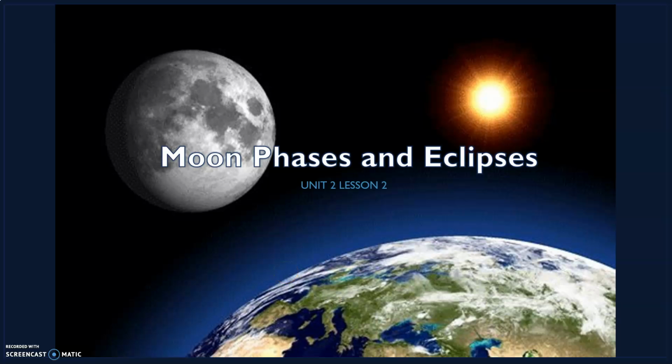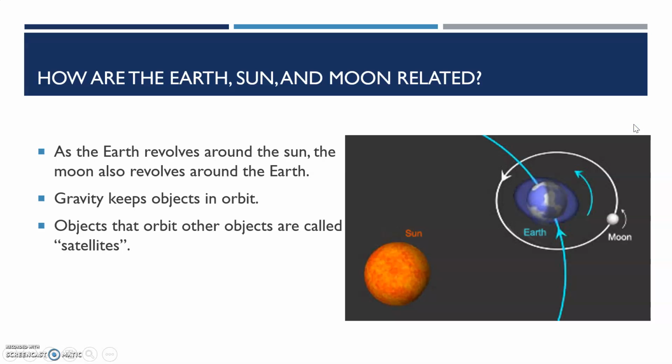Today we're going to talk about moon phases and eclipses. All right, so how are the Earth, the Sun, and the Moon related? As the Earth revolves around the Sun, the Moon also revolves around the Earth.